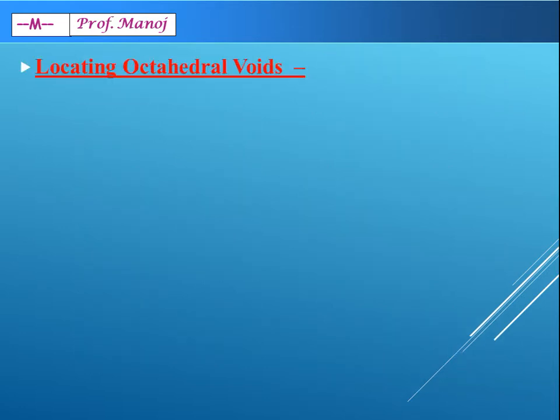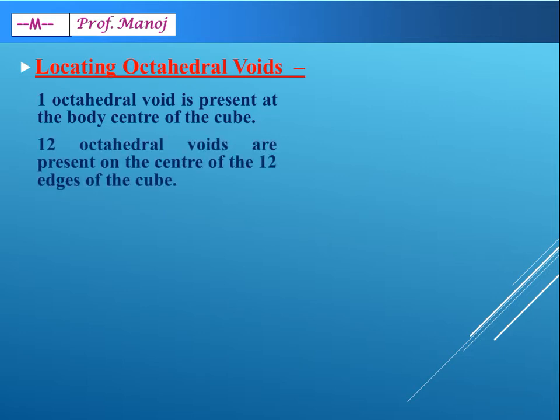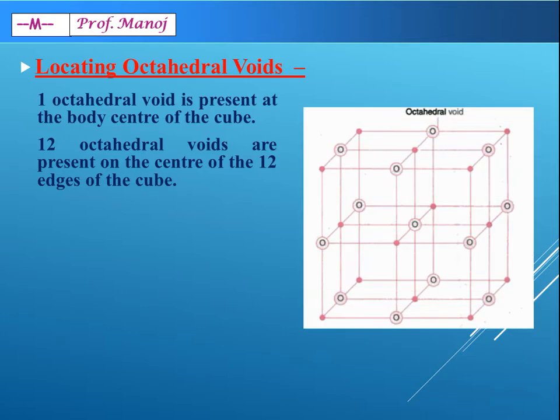How to locate octahedral voids in a given system? It is always found that one octahedral void is present at the body center of the cube. 12 octahedral voids are present at the centers of the 12 edges. Don't imagine, see the diagram. In this particular system, you can see where the octahedral voids are. They are marked by O. So coming back to the first sentence, one octahedral void at the body center. Can you locate that one at the body center? And 12 at the edge centers.